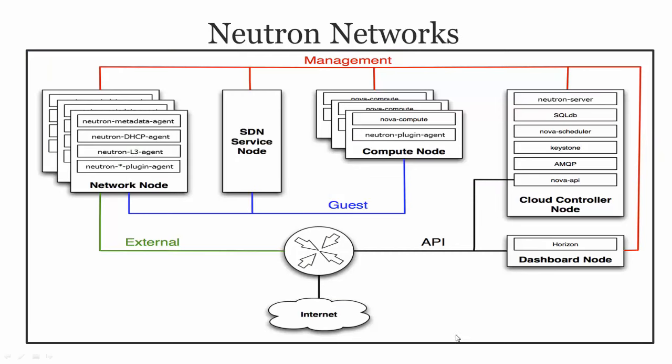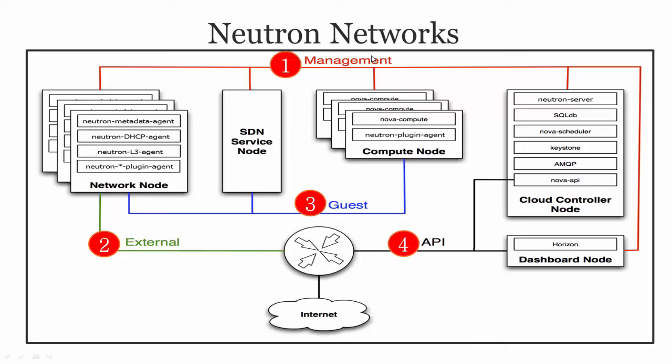Here you can find 4 kinds of Neutron network types. At first, the management network type. Second, the external network type. Third, the guest network type. And the last is the API network type.